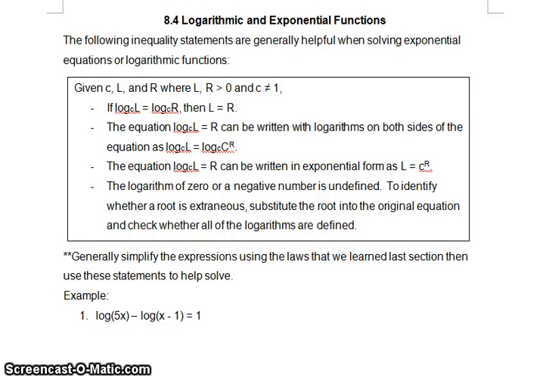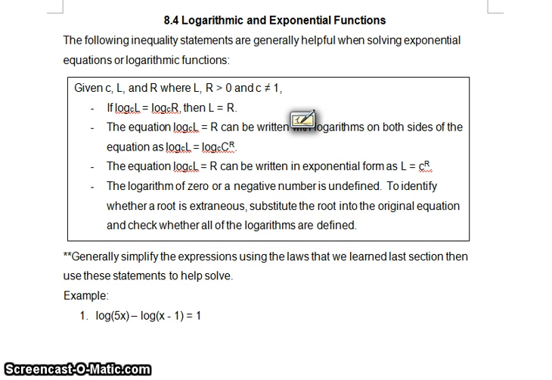Hey ladies, so today we're working on section 8.4, so we're going to be looking at logarithmic functions and exponential functions. So last section we looked at some laws dealing with logarithmic, and we even included some exponential functions there. And so now we have these statements, and they're basically like these laws here, and we're going to apply these statements to help us solve both logarithmic functions and exponential functions, okay?